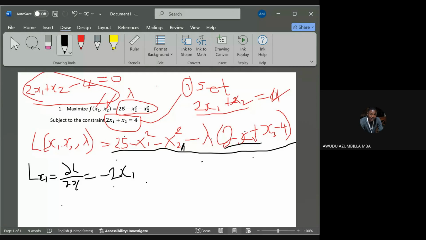Then we have 2x1 here, but the lambda is multiplying this. The lambda is multiplying the 2. So if you are differentiating with respect to x1 there, the x1 will vanish. What is remaining is minus 2 lambda. And this is equal to 0. Let's call this equation 1.